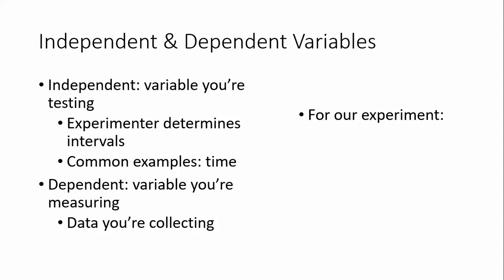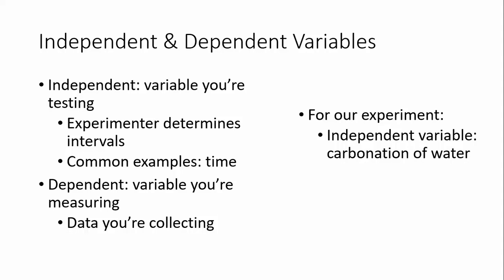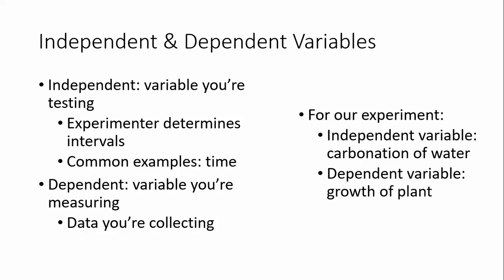So for our experiment, our independent variable is the carbonation of water, carbonating versus not carbonating. Our dependent variable, since it's not really easy to measure whether carbonation kills plants, what might be a better way to measure this is to measure how tall the plants are growing. So if you can say that carbonated plants have very slow growth or don't grow at all, that will give you just as much valid information as if you're asking, does the plant die? In fact, it's a little more valid.